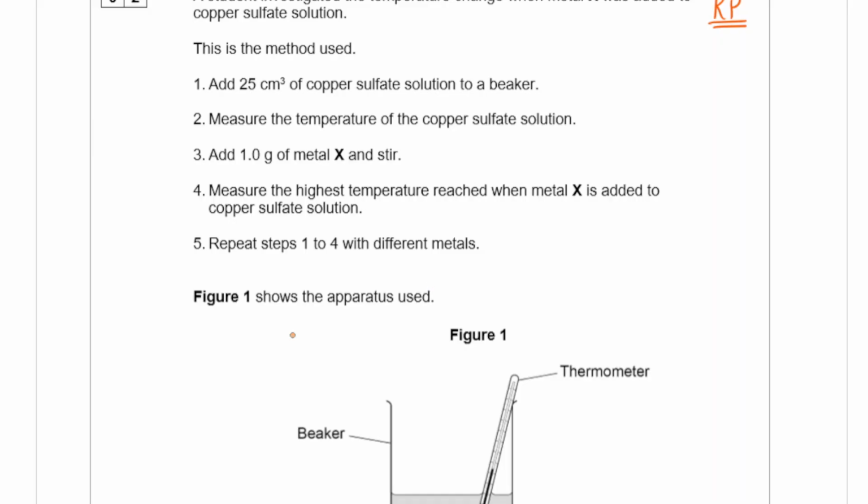So measure the temperature of the copper sulfate solution. Add 1 gram of metal X and stir. Measure the highest temperature reached when metal X is added to copper sulfate solution. So metal X should actually be reacting with the copper sulfate solution. If it did, then metal X would actually form the metal X sulfate plus copper. Repeat steps 1 to 4 with different metals. Okay. Repeat. Figure 1 shows the apparatus used.